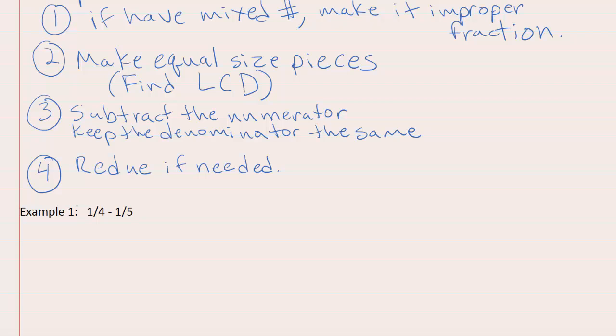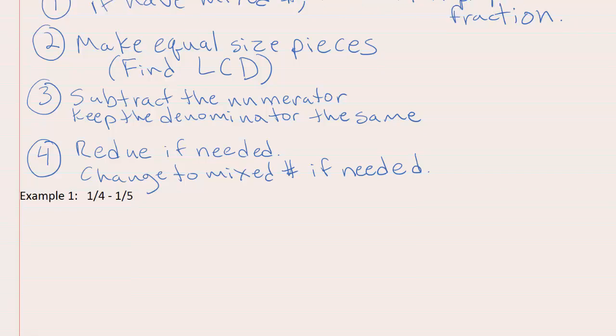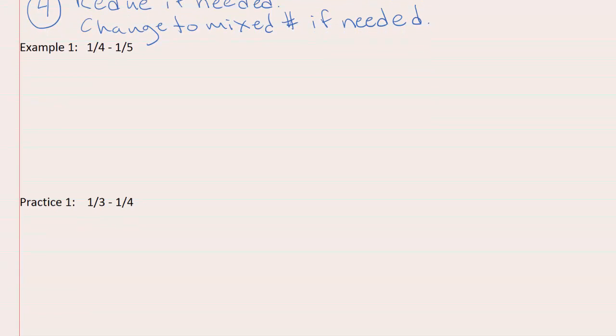And then change to mixed number if needed. So there's a lot of contexts where we don't really want to have to say that we have 17 halves of an inch. It's just going to make sense for us to put it back into a mixed number and say that I've got 9 inches and a half. So let's go ahead and actually try a problem where we're doing that.